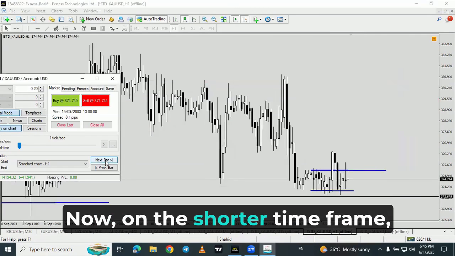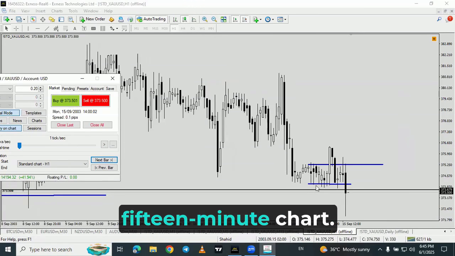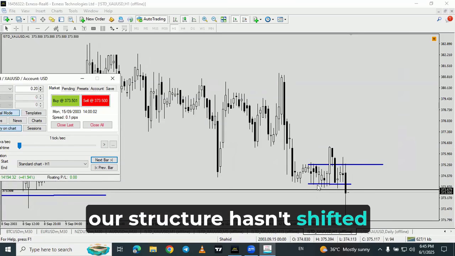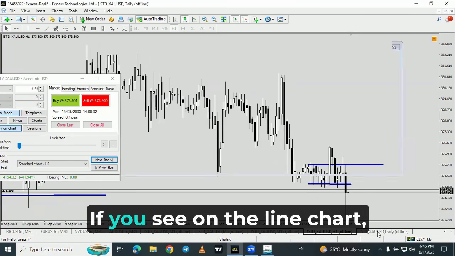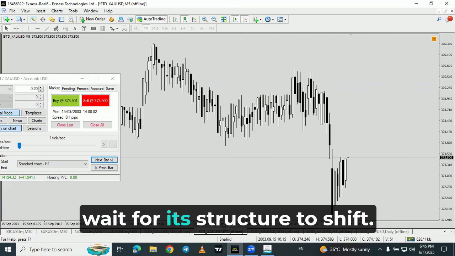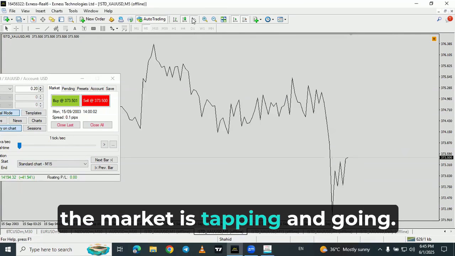Now, on the shorter time frame, feel the shift in its structure on the 5-minute or 15-minute chart. If you put it on the line chart, our structure hasn't shifted yet. See, there's no shift here. If you see on the line chart, the shift isn't happening, so we'll wait for its structure to shift. Here, even on H1, if you see, the market is tapping and going.